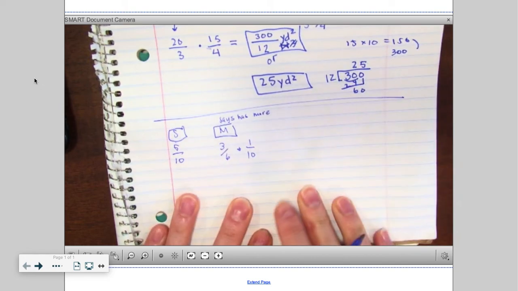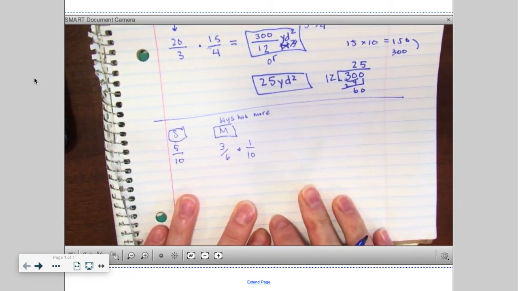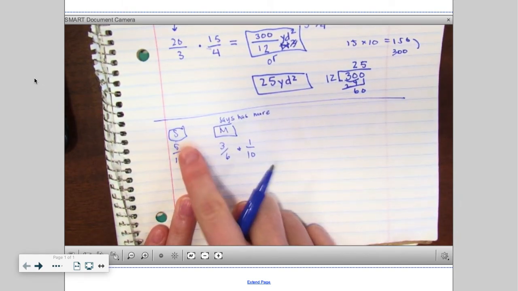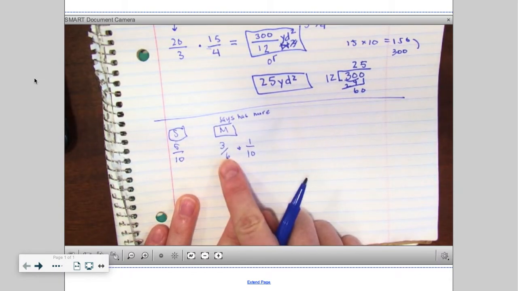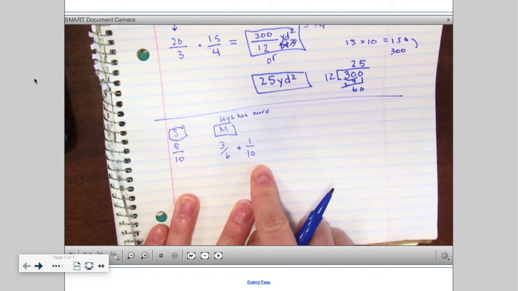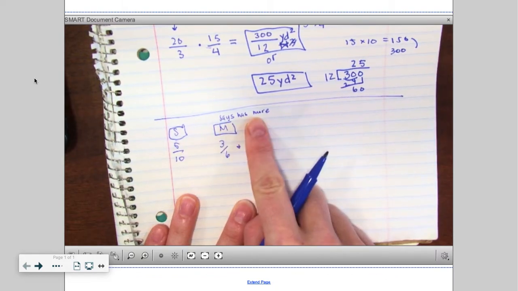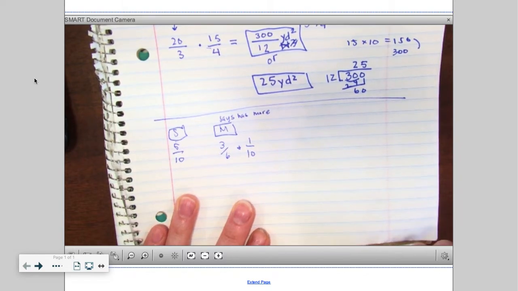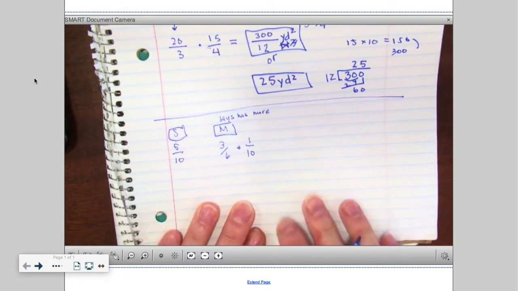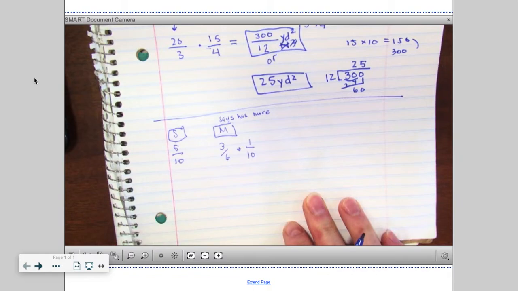Okay, again, we have another competition problem, I guess. So Miss Shames has 5/10 of a pizza. Miss Mulder has 3/6 of a pizza, and then she has 1/10 of a pizza. And Miss Mulder says she has more. So is she right? Is Miss Mulder erroneous? Is she wrong? So when I think about fractions, think about what you know. You don't need to do all this fancy converting and all that. You can just think about what you know.